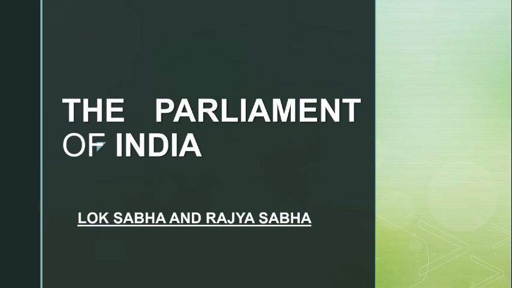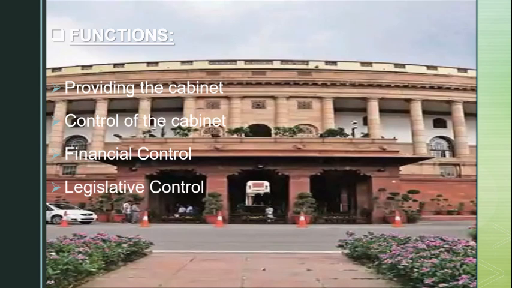After getting independence in 1947, the first elected Parliament came into existence in April 1952. In the background, you can see a picture of Indian Parliament and it is located in New Delhi. It was designed by Edwin and Herbert Baker. As till now, we get the basic idea of what Indian Parliament is. So let's move on to discuss the main functions of Indian Parliament.